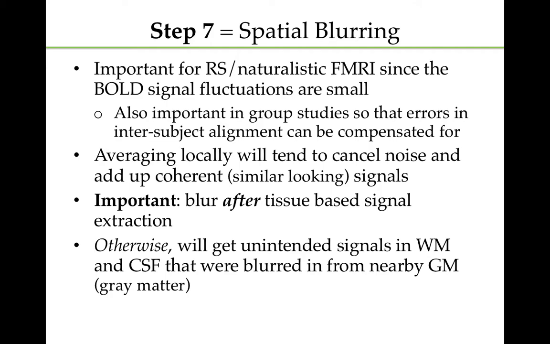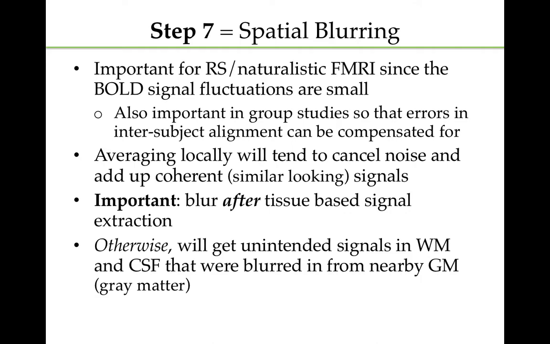You can't align two different people's brains very accurately, within a few millimeters if you're lucky. And so by blurring the results from each subject somewhat, you can make sure that regions that are close to each other but not right on top of each other because of bad alignment will tend to overlap better, and you can get more reasonable results. Averaging locally tends to cancel the noise.